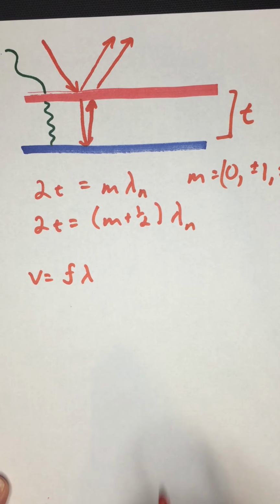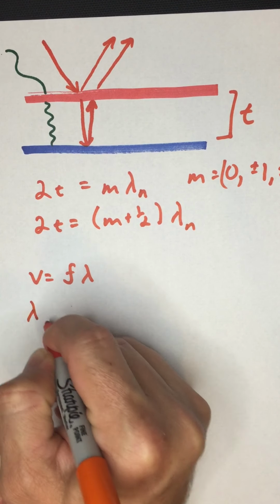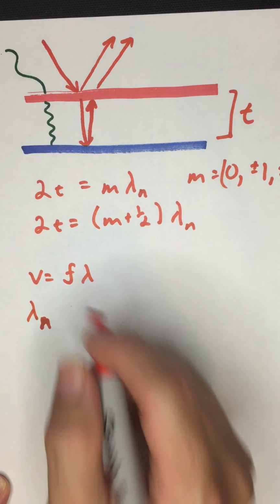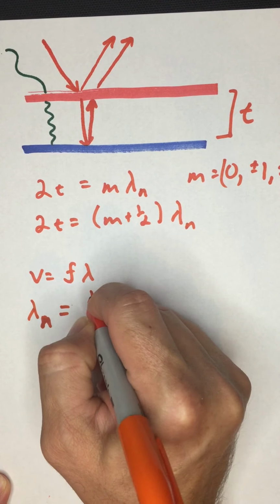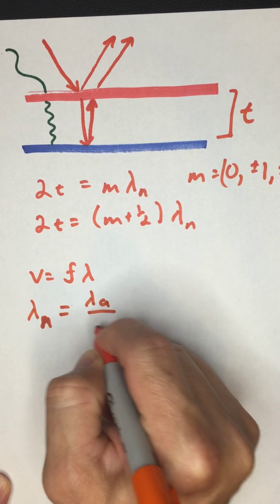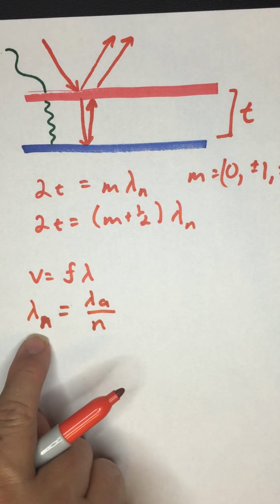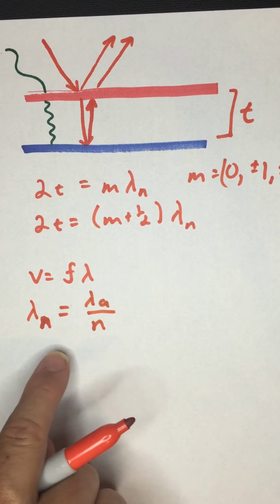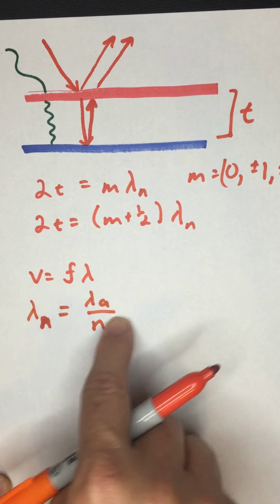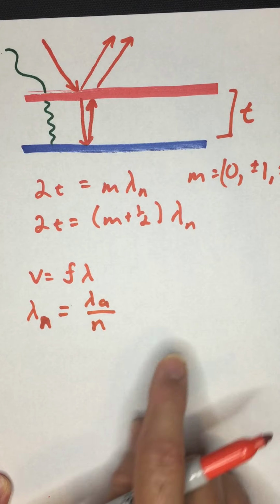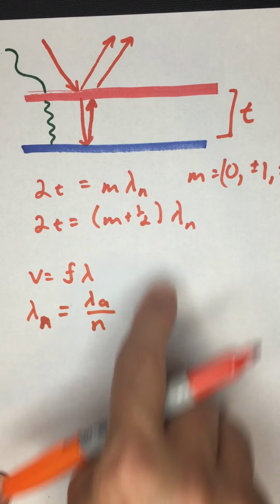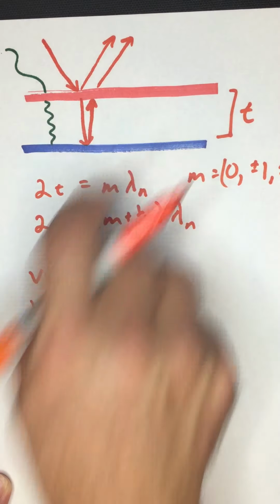Fortunately, I have a really good way to relate the wavelength in the medium to the wavelength in air: lambda n is equal to lambda air over the index of refraction of the medium. I can substitute this expression into either one of these equations because I probably know the wavelength in air. And this allows me to calculate the wavelength in the medium itself.